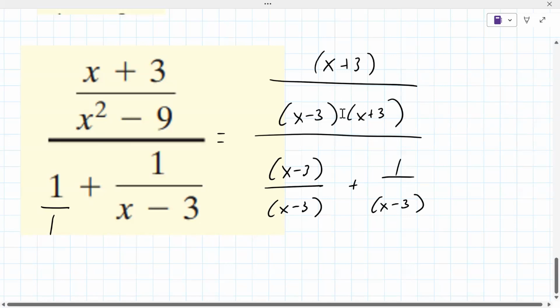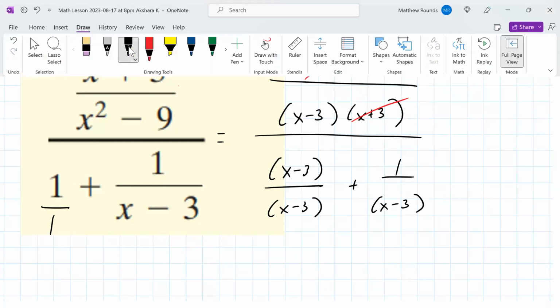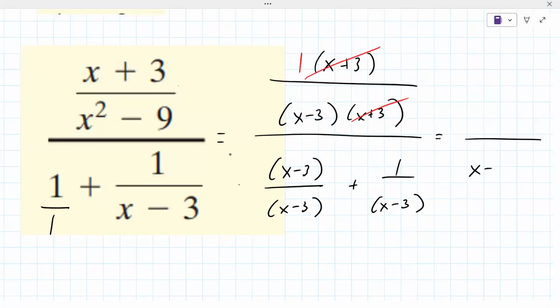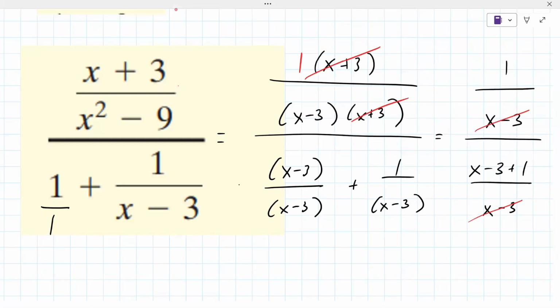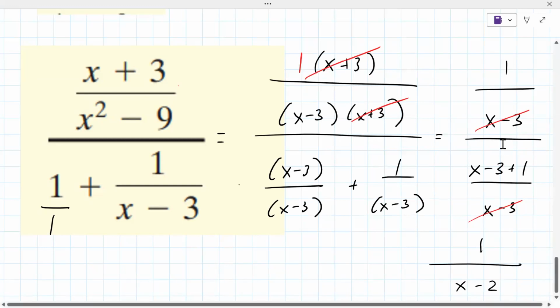But because of this here, you can actually see a cancellation. You say, okay, that canceled that. What is left over in the top though? No, 1, there's a 1 there. Good. In the bottom, this becomes x minus 3 plus 1 over x minus 3, 1 over x minus 3. So the bottoms cancel, but you have to be careful here because it's easy to write the wrong thing. It's still a 1 over x minus 2 because you still have that on the bottom.